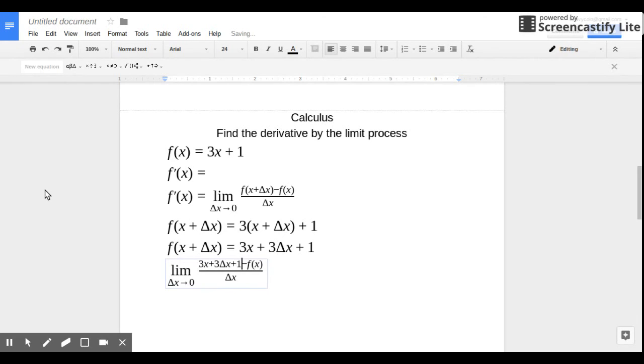I've kind of chosen to do it this way. Instead of writing on a tablet, it just seems like there is no mistake on what's being written on the screen here. So we have 3x plus 3 delta x plus 1 minus f of x.